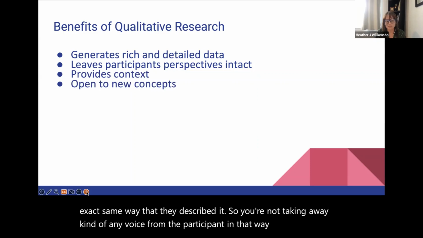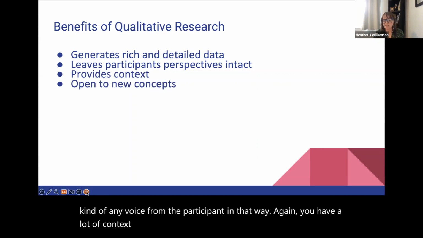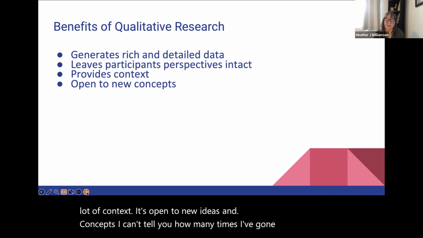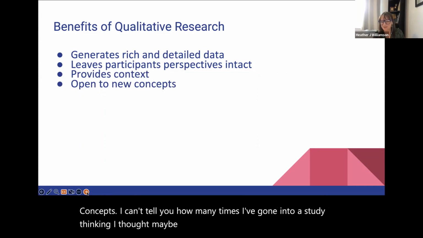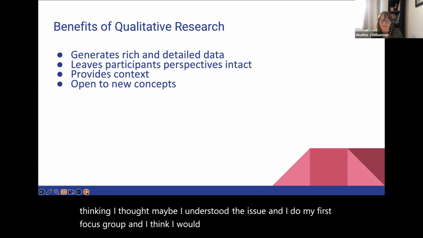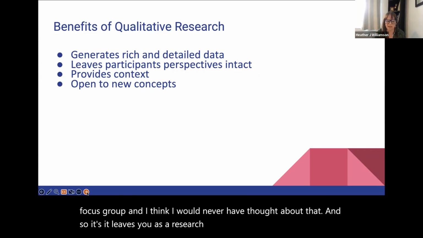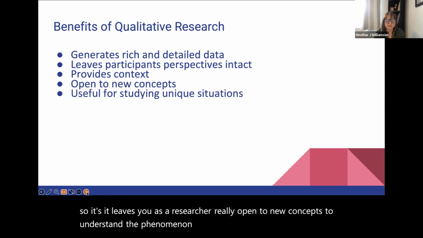Again, you have a lot of context. It's open to new ideas and concepts. I can't tell you how many times I've gone into a study thinking maybe I understood the issue, and I do my first focus group, and I think, I would never have thought about that. So it leaves you as a researcher really open to new concepts and to understanding the phenomenon. It's very useful for studying unique situations.